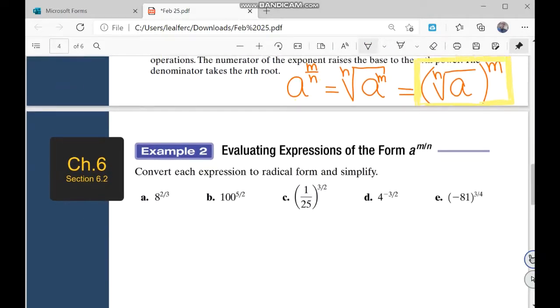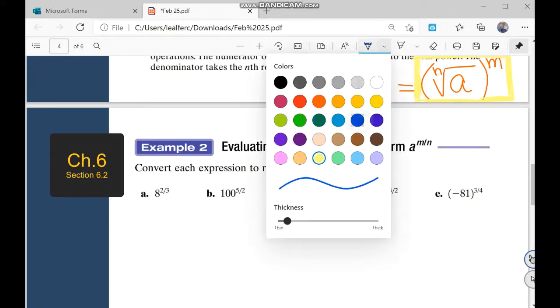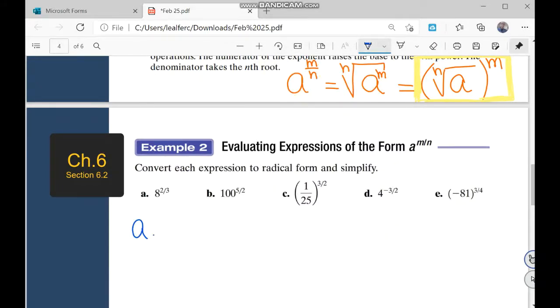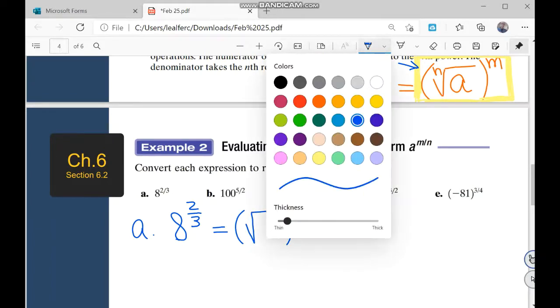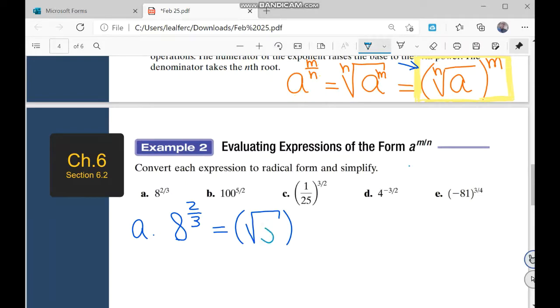Check the first example, letter A. A is 8 exponent 2 over 3. Okay? I will apply this definition. Let's apply the definition and write here the parentheses, write the root, and we will fill out. Inside is 8, the base. The index of the root is the denominator, 3. The exponent is the numerator. Okay?